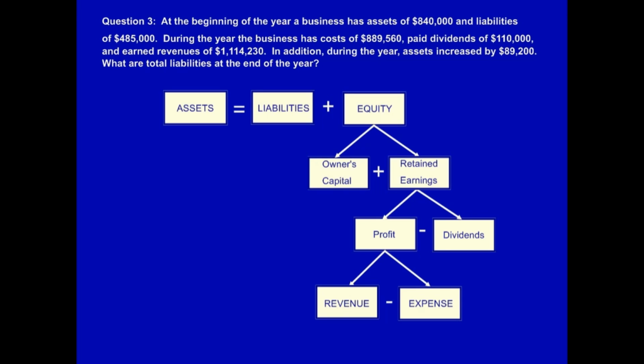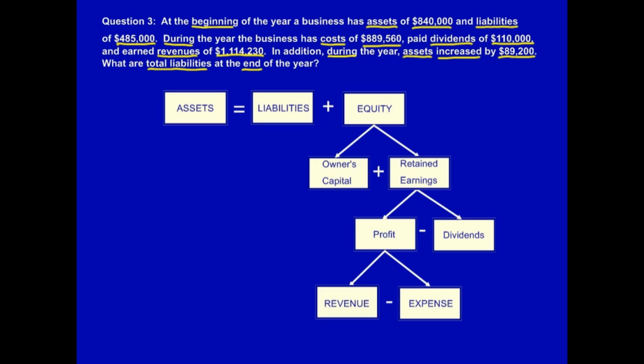Now, read it again and underline the information that's critical. At the beginning of the year, the business had assets of $840,000, liabilities of $485,000. During the year, the business had costs of $889,560, paid dividends of $110,000, and earned revenues of $1,114,230. In addition, assets increased by $89,200. What are total liabilities at the end of the year?